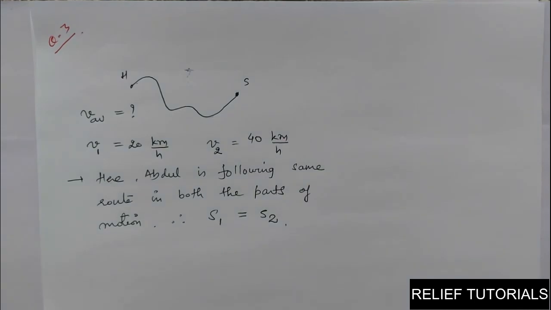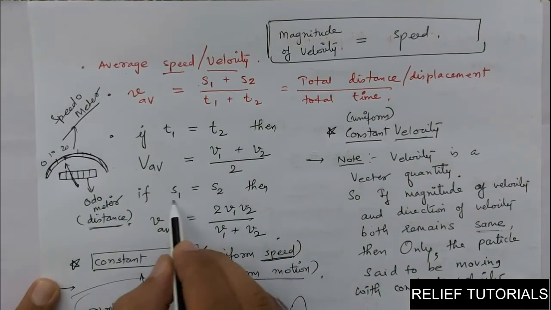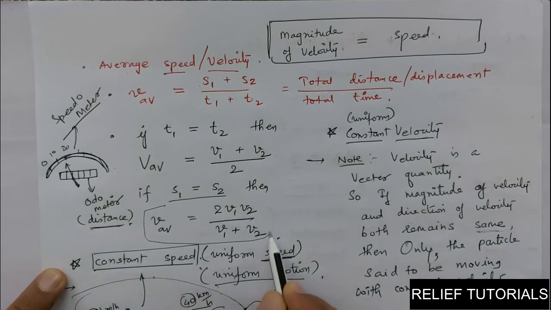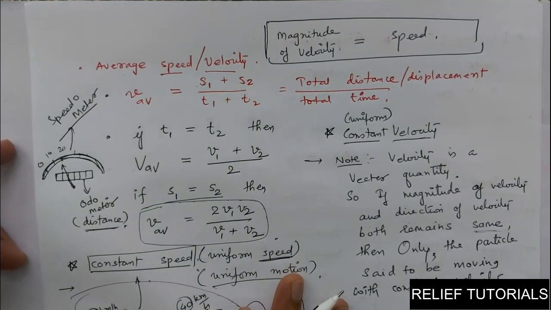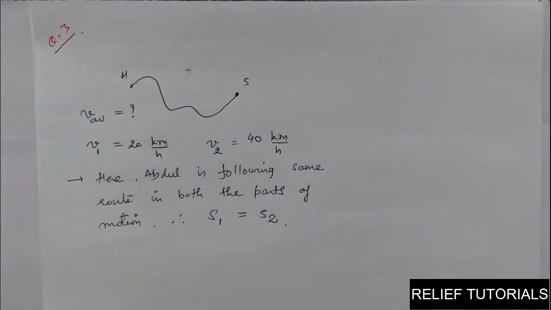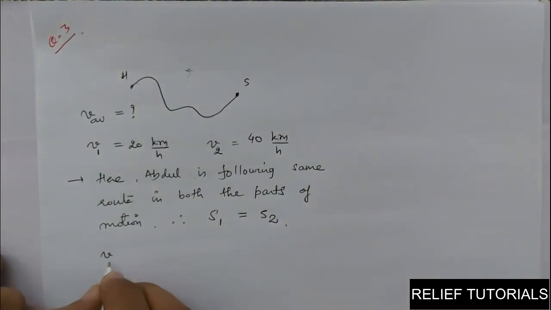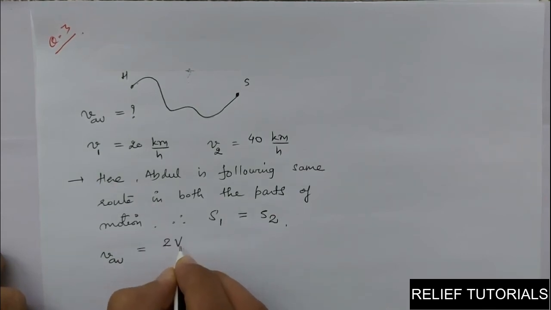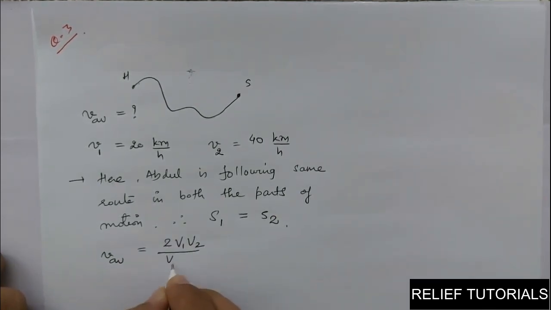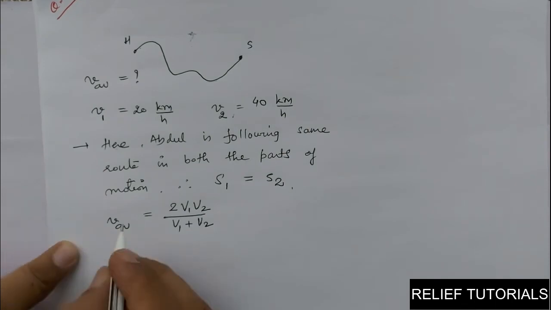So when distances are the same, if you remember, we have one formula to find the average speed. If you remember, let me show you where that page is. Here, when the distances are the same, if S1 is equal to S2, V_av is equal to 2 V1 V2 upon V1 plus V2. So I think here, can I say V_av can be calculated as 2 V1 V2 upon V1 plus V2. We have V1 and V2 both. Put the values and find the answer. That's all.